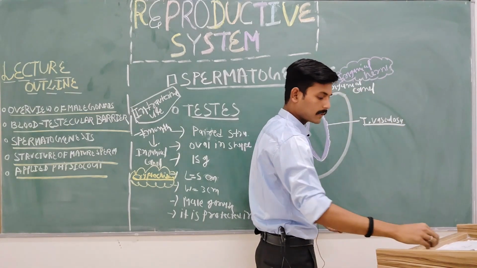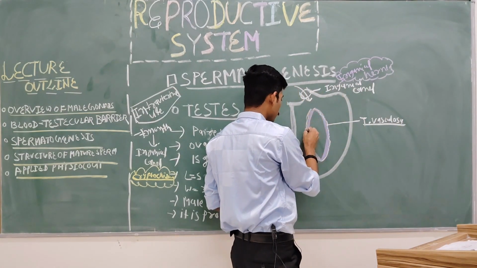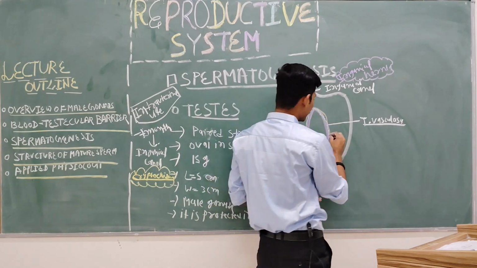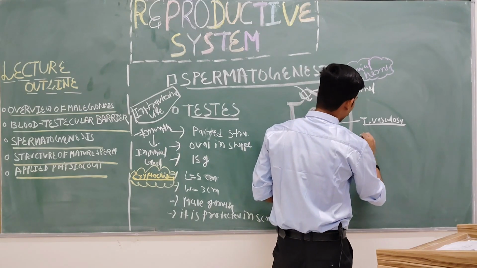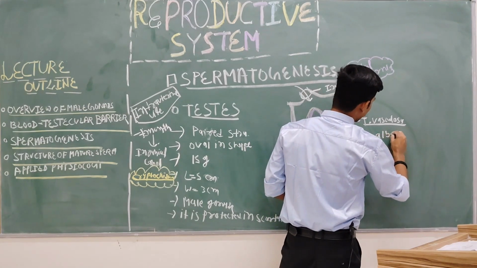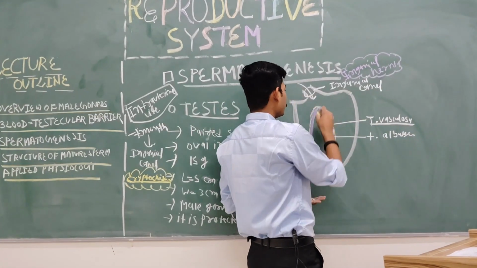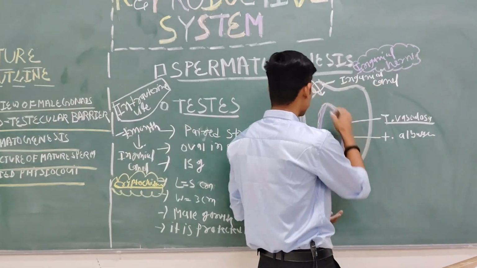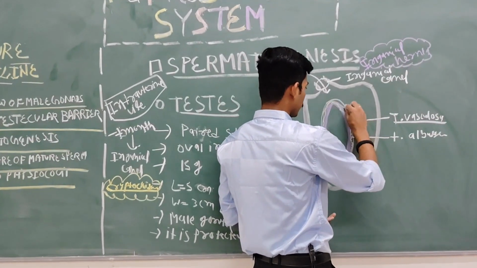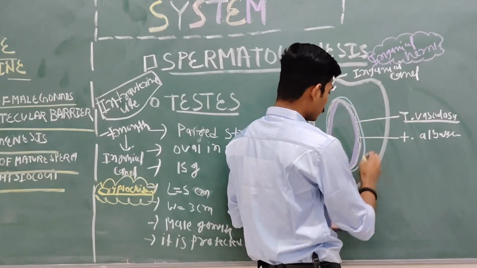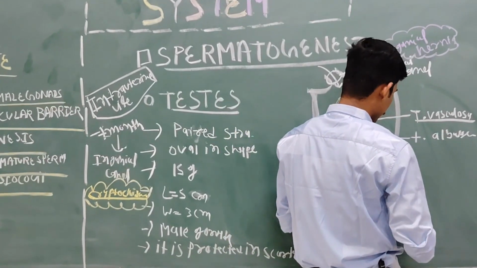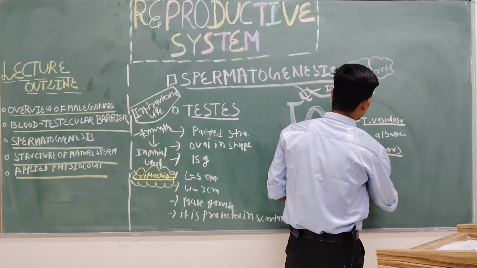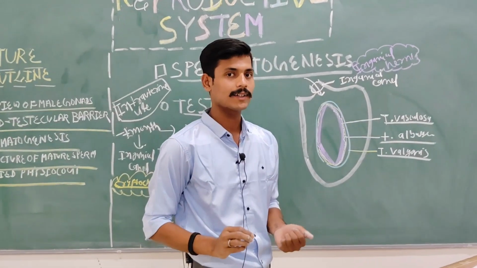Understood? Now you have the middle layer, which I am showing by the yellow color, and this is called the tunica albuginea. Write it down. And then you have the outermost covering, which I am showing by this green color, and this layer is your tunica vulgaris. Understood? These are the 3 layers which protect the testes.